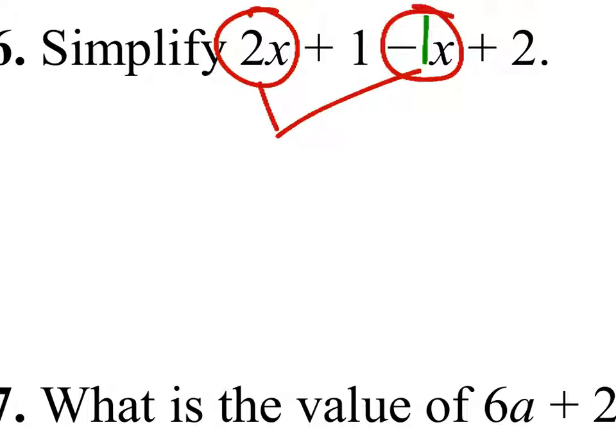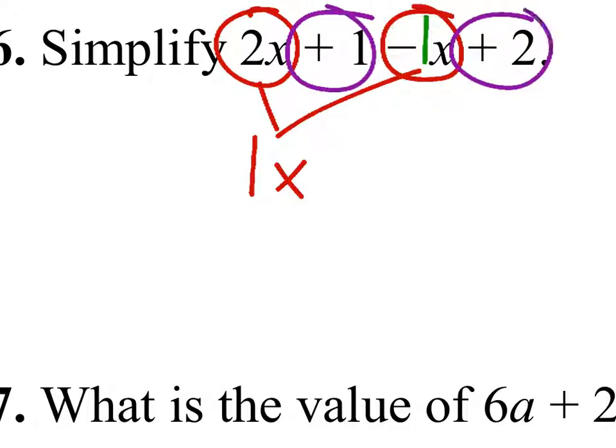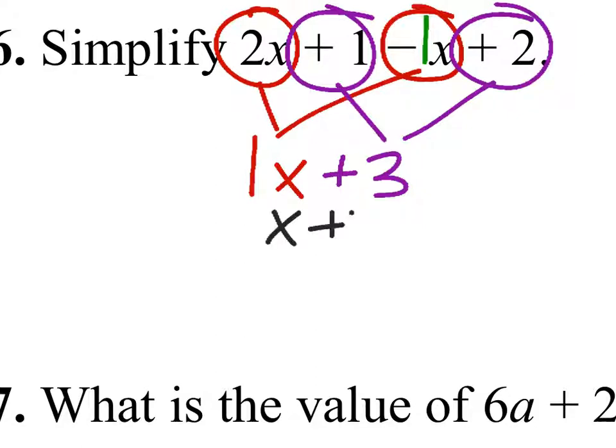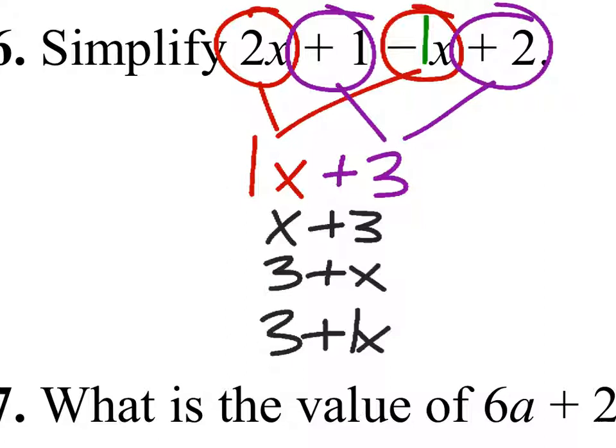Well, how many turtles would you have left? One. You'd have 1 turtle left. Well, if you had a fish, then you found 2 more fish. How many fish would you have? And that'd be 3 that you have, so it's positive. You could have written this as x plus 3 as well. You could have written it as 3 plus x or 3 plus 1x. Any one of these 4 work.